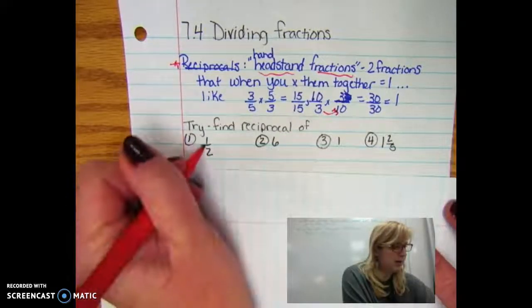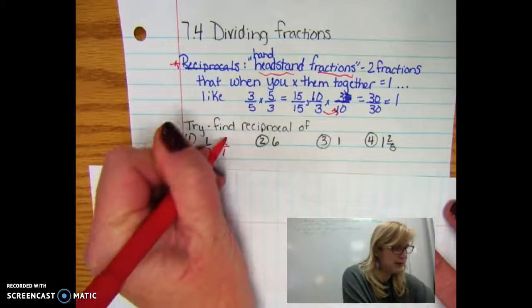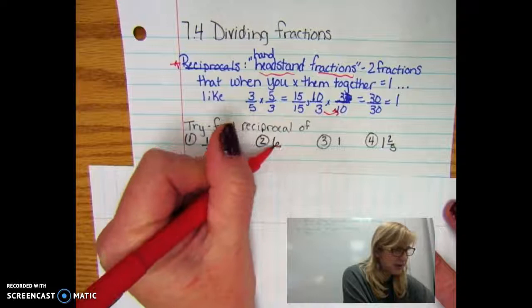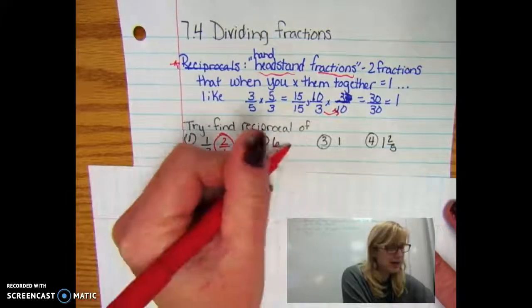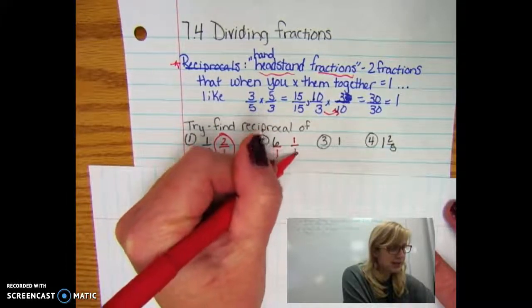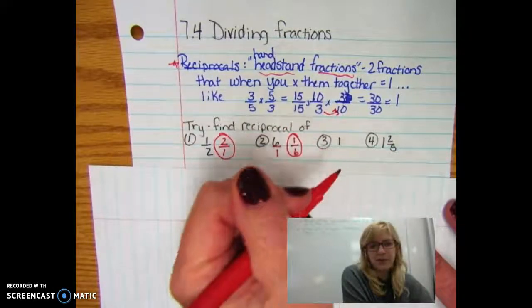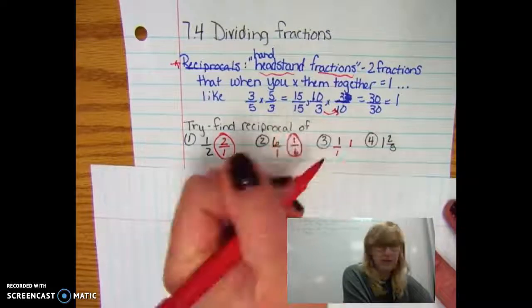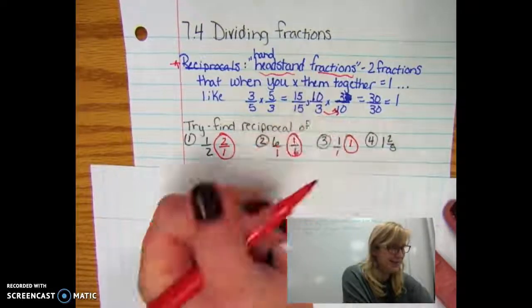So number 1, if you flip this, it's just 2/1. That's the reciprocal. This one can be tricky, but you've got to realize it's the same as saying 6/1. So the reciprocal is 1/6. The reciprocal of 1 is just going to be 1, because 1/1 flipped is still 1.